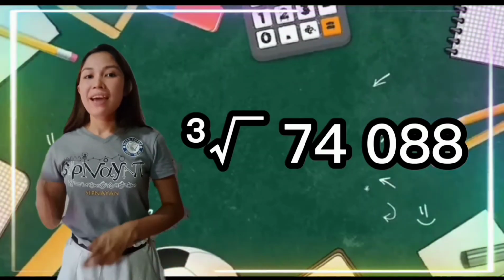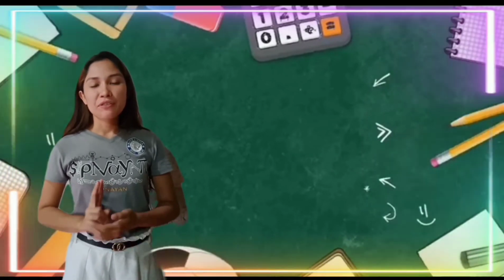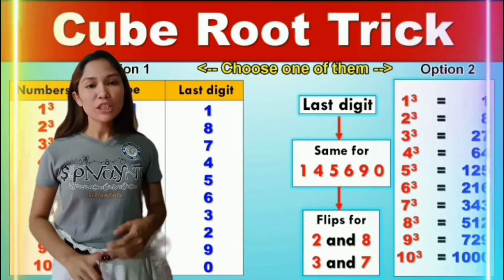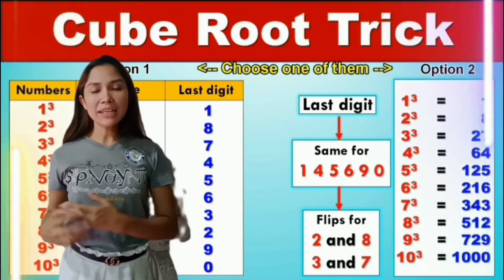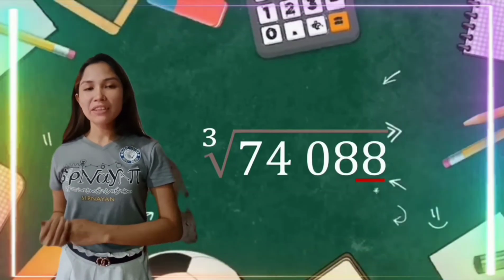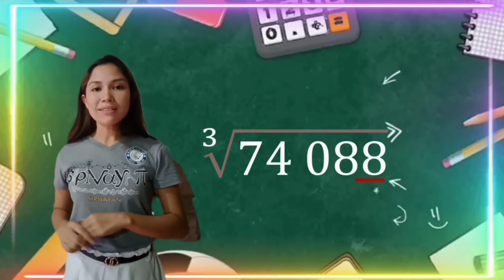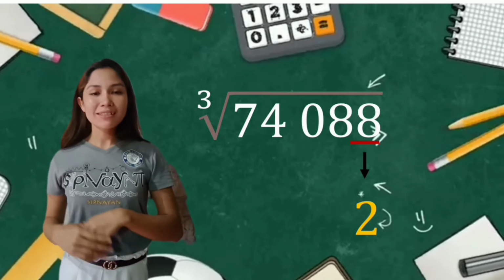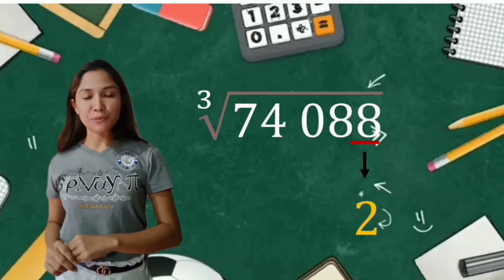What is the cube root of 74,088? Let's find out. First, take a look at the last digit of our number, which is 8. Then looking at the table of the cubes of the numbers from 1 to 10, we can see that 8 corresponds to 2. Therefore, the last digit of our answer is 2.